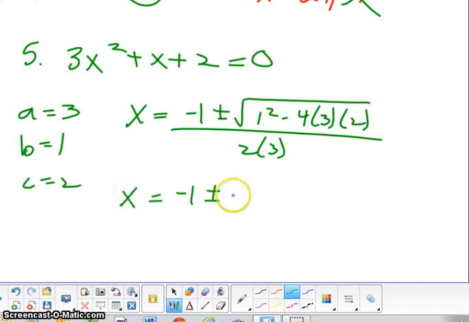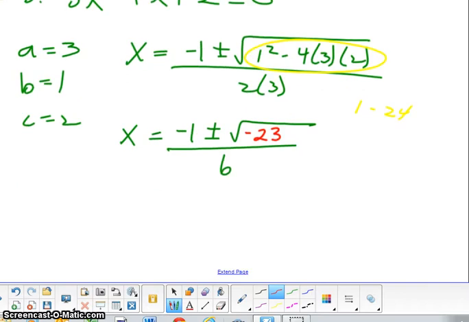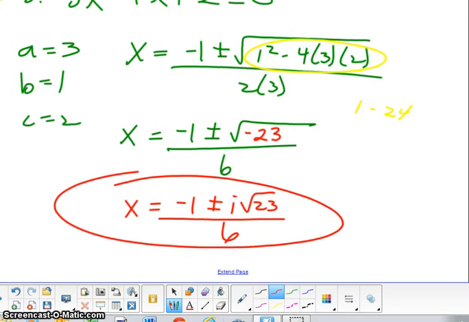Then negative 1 would be plus or minus something all over 6. And as you can see, we have 12. If you just look at this part right here, it's 1 minus 12 times 2, so that's 24, which ends up giving you a negative 23 inside of the radical. So do not stop there. Make sure you are simplifying as much as possible, which means take the i out when you see a negative square root. And that's going to be your final answer.